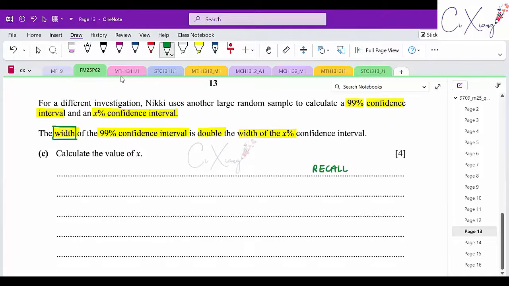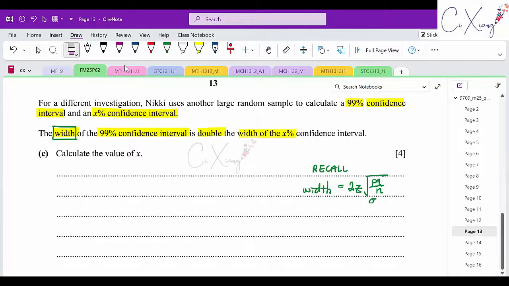What's the width of a confidence interval? You are taking the upper limit minus the lower limit. If you take upper limit minus the lower limit, by right, you'll have 2Z, then square root PQ over N. This is for the confidence interval for proportion. Of course, if you are finding the confidence interval for the mean, then the width is 2Z, then sigma over square root N. But now we are calculating the confidence interval for proportion, right? So it should be something like that on top here.